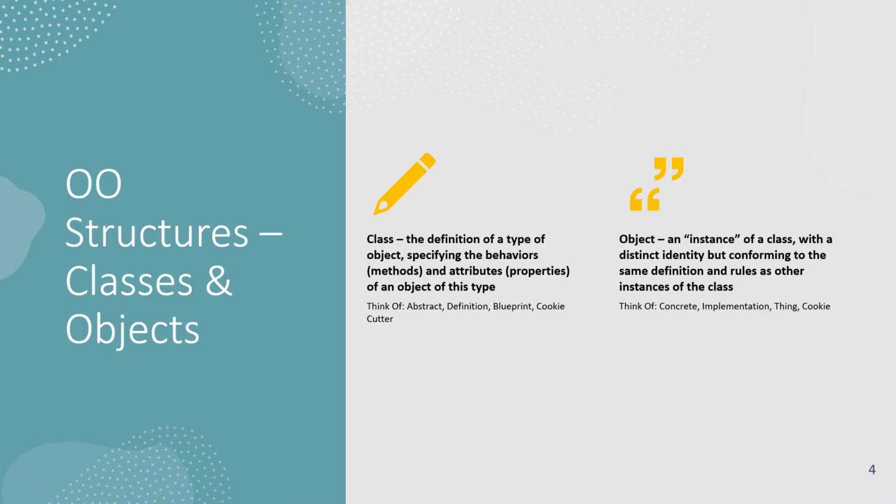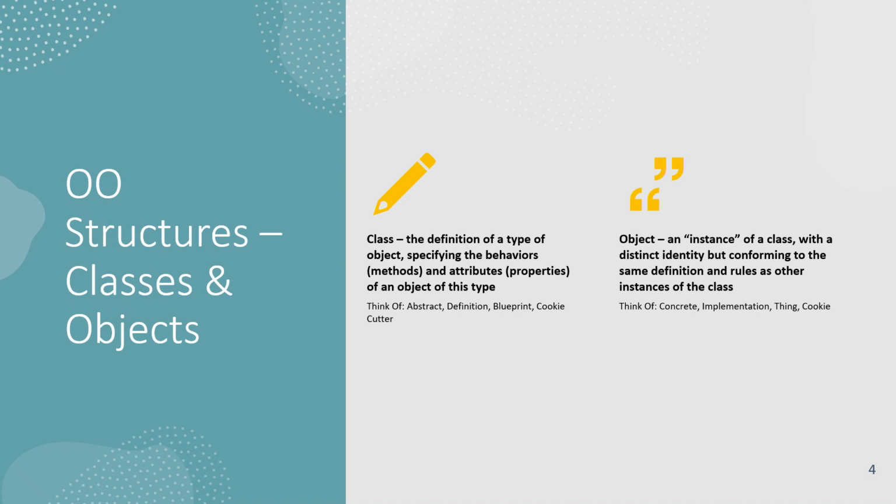One of the first principles we need to understand in terms of object-oriented design are classes and objects. Classes represent the blueprint, as they specify what the type of object looks like in terms of its features, its behaviors, and its attributes. An object, on the other hand, is a particular instantiation of a class.